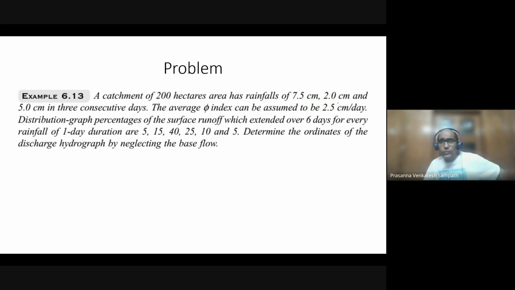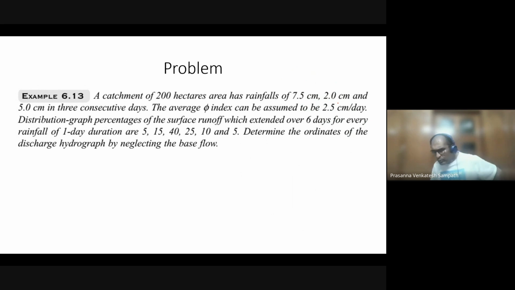Okay, a catchment of 200 hectares area has rainfalls of 7.5 centimeters, 2 centimeters, and 5 centimeters on 3 consecutive days. The average phi index can be assumed to be 2.5 centimeters per day. Distribution graph percentages of the surface runoff, which extended over 6 days for every rainfall of 1 day duration, are 5, 15, 40, 25, 10, and 5. Determine the ordinates of the discharge hydrograph by neglecting the base flow.